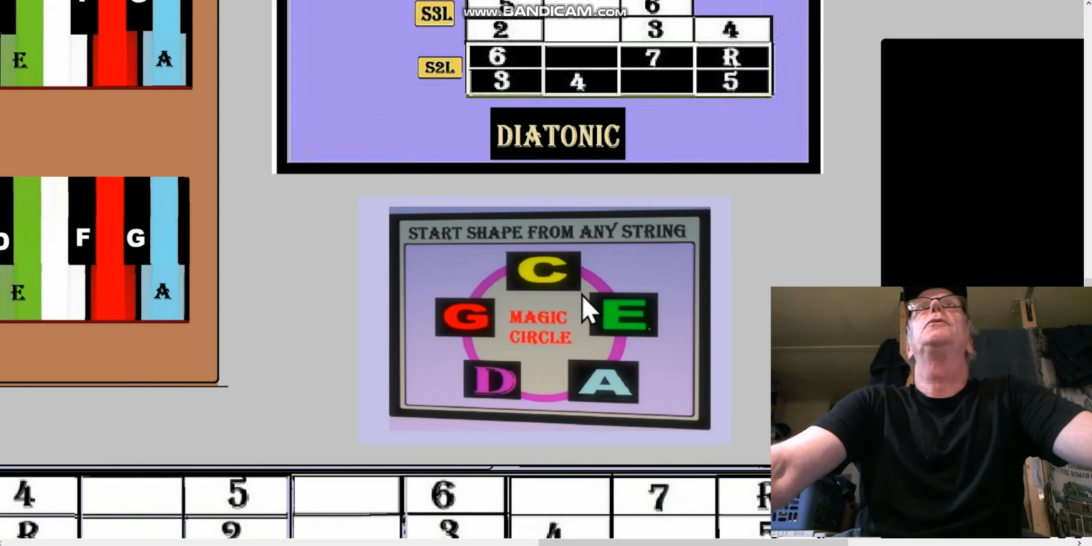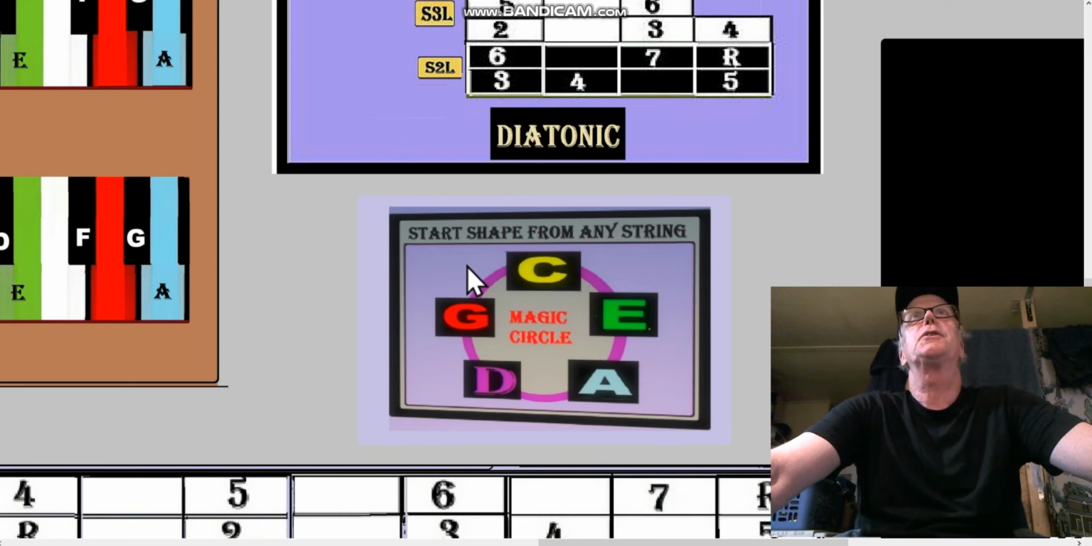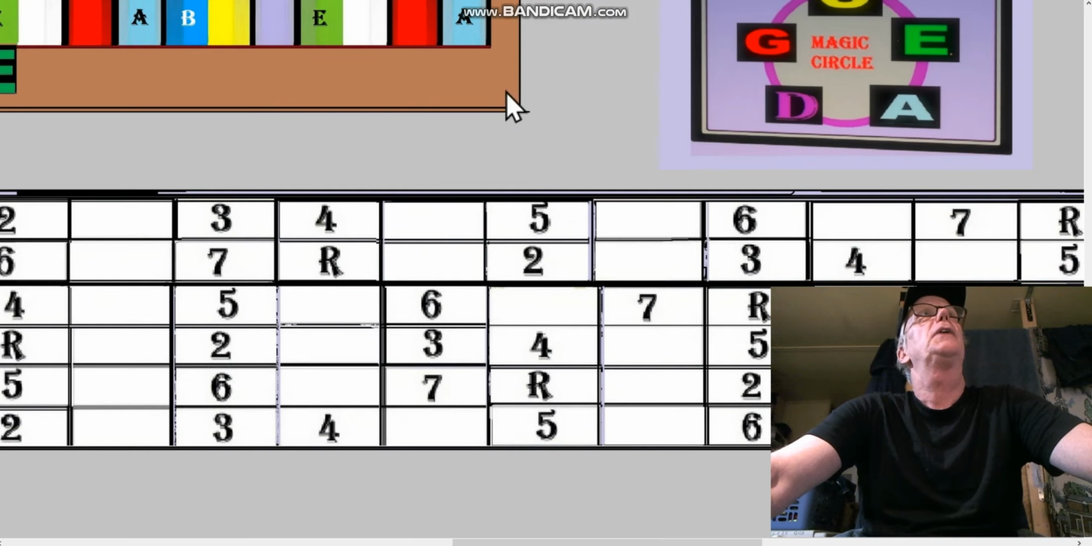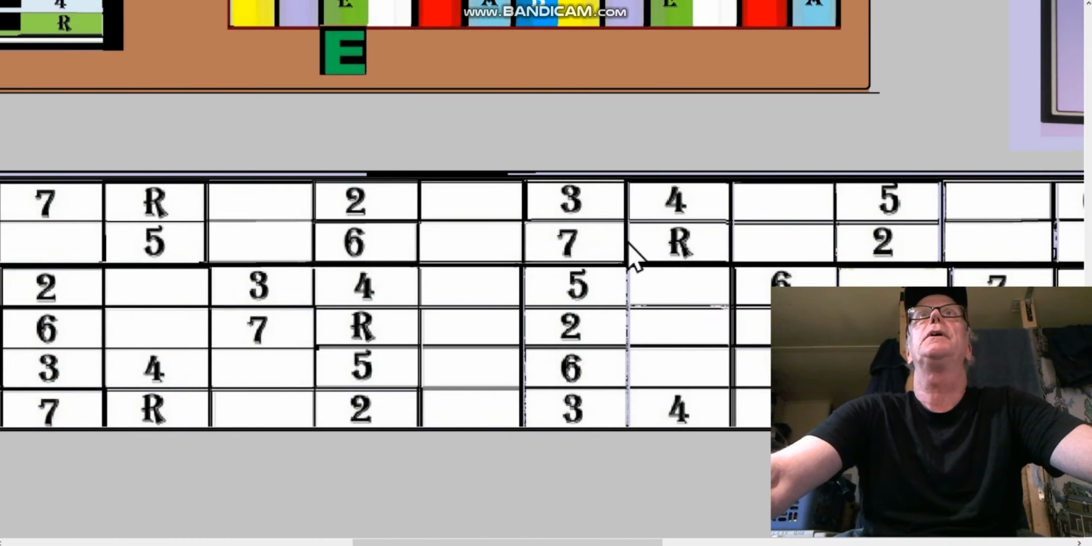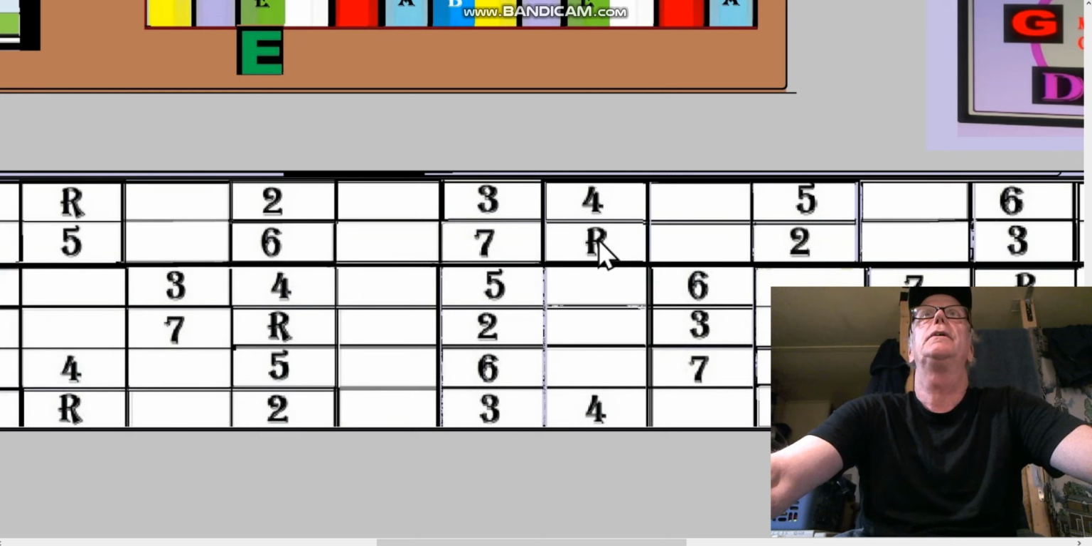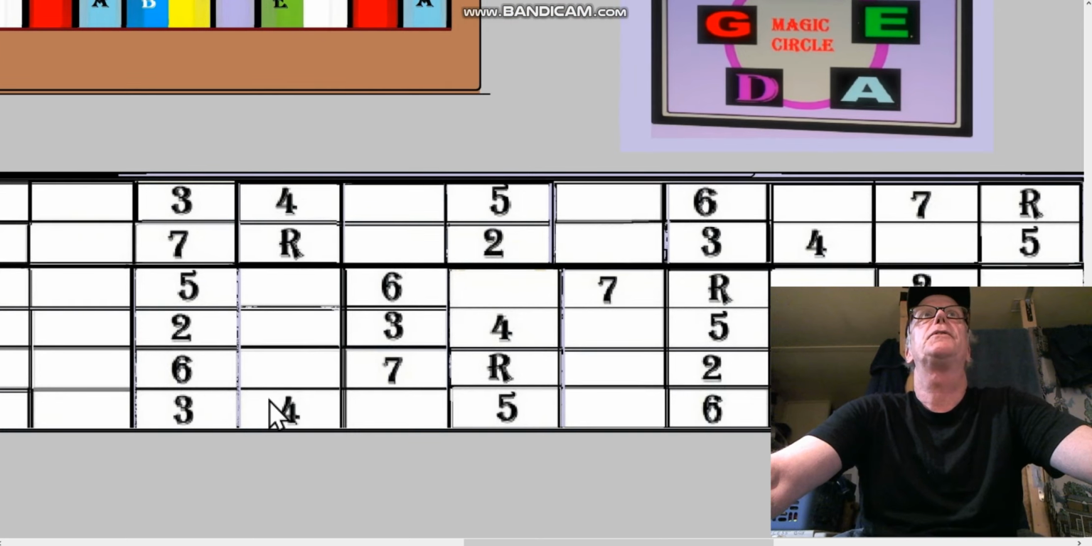Last but not least, we have our favorite, the magic circle. Start a shape from any string. So we've got C. C always goes to E, and then it goes back into fourths: E to A to D, D to G, G to C. That's how that works. So if we have a D-shaped root here, let's use a different example. We'll get something in the fret zone. Say key of C, this is the low E here. We have a C-shaped C.